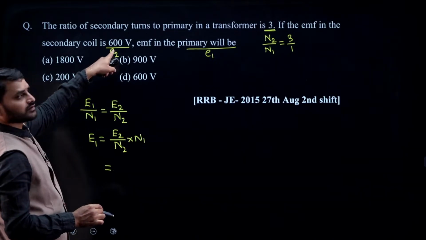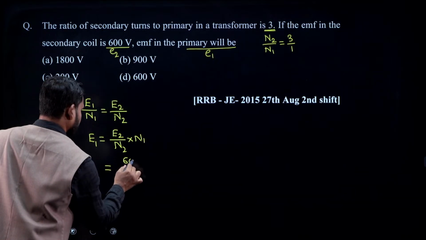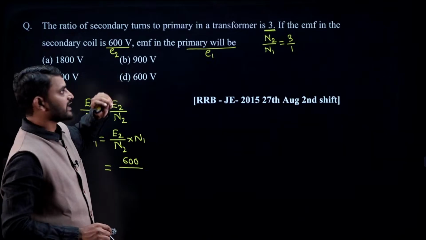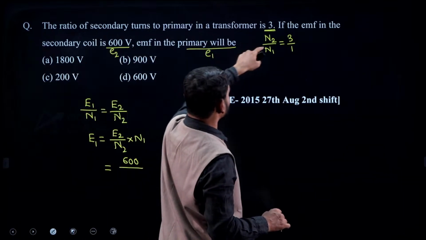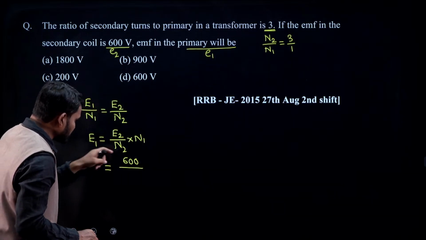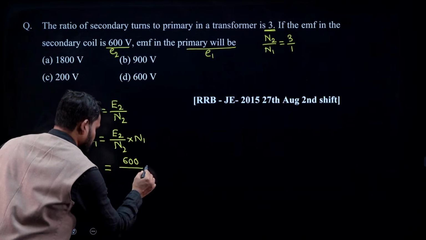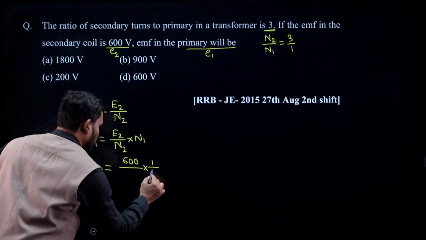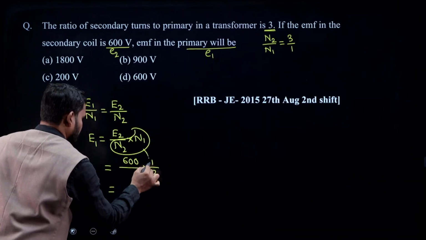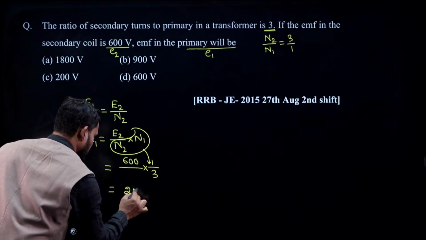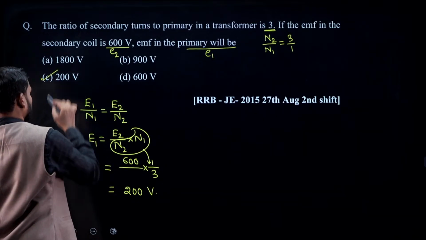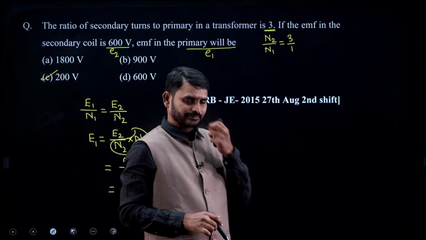What is E2? He has mentioned it as 600. What is N2? Did he mention any number of turns on the secondary side? No, he did not mention, but he mentioned N2 by N1 as 3. N2 by N1 is 3, so N1 by N2 will be 1 by 3. So you will get 200 volts. So, C could be the correct answer.